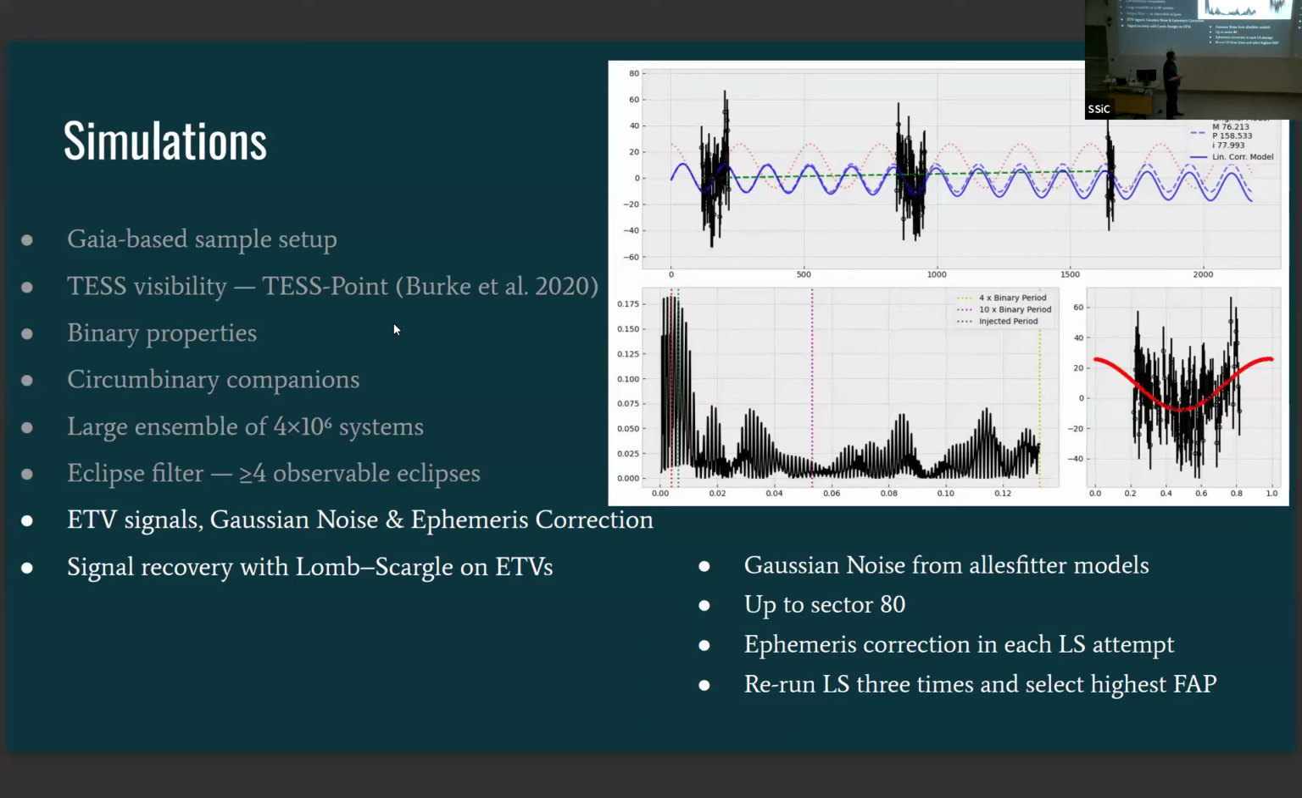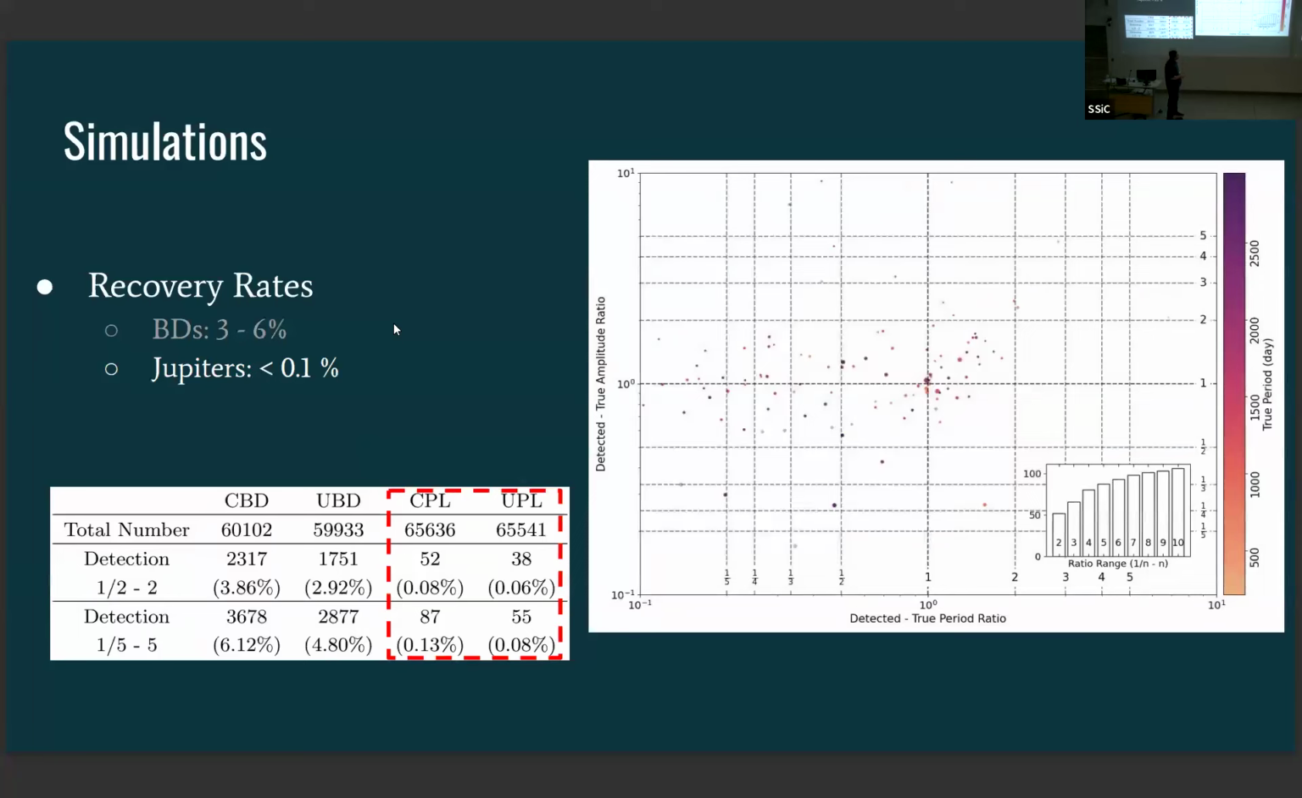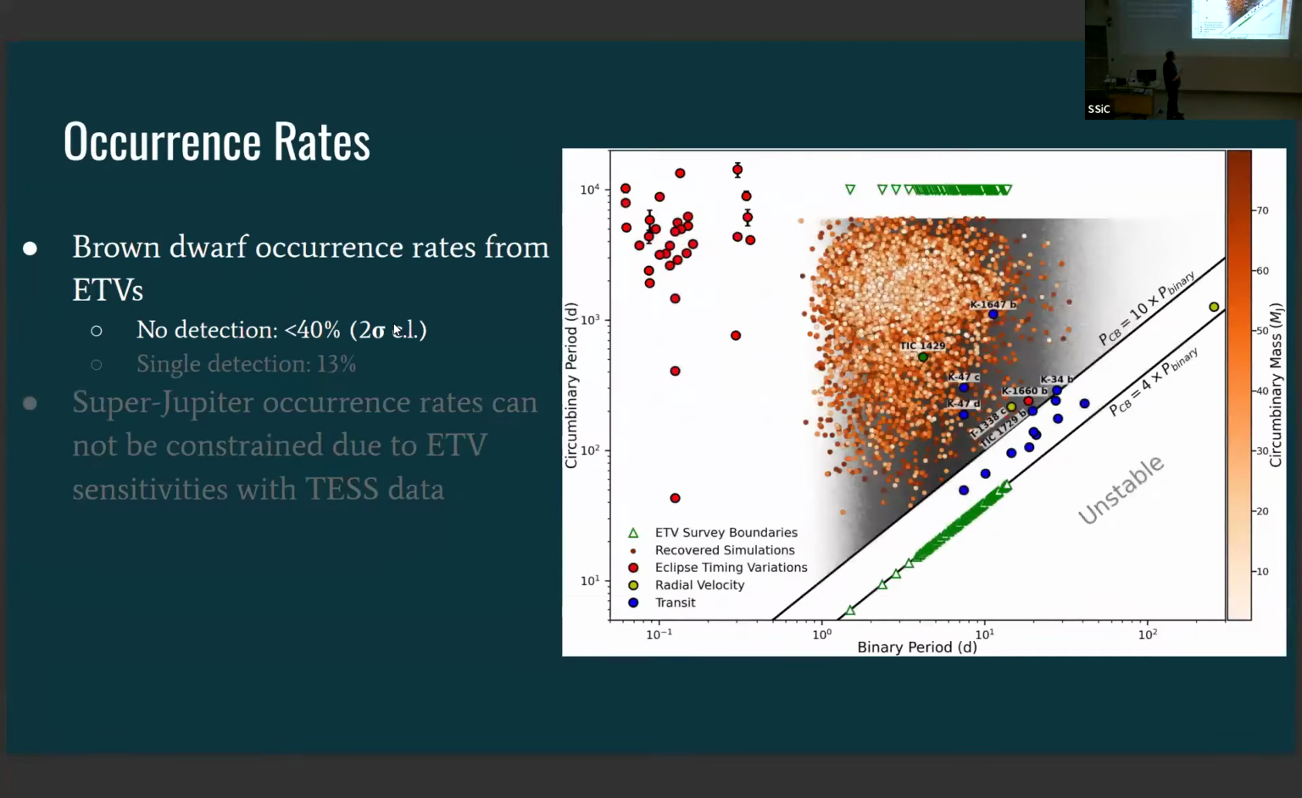We simulated their TESS data and ran the same thing, the Lomb-Scargle search, and we found that the recovery rates for circumbinary brown dwarfs should be between 3 and 6%, and that value for super Jupiters should be less than 0.1%, meaning that TESS is not the best data source that you can utilize if you want to search for Jupiter-like planets and use eclipse timing variations.